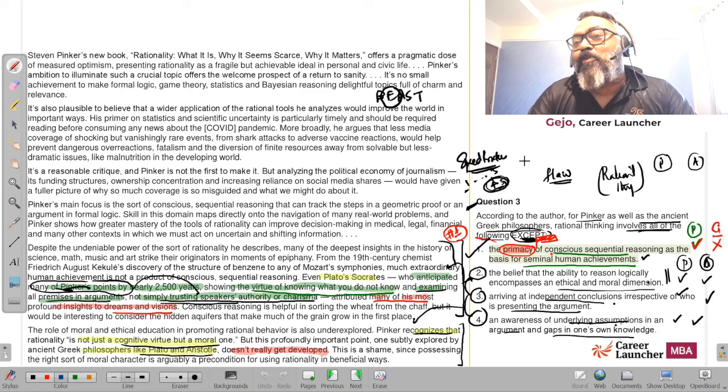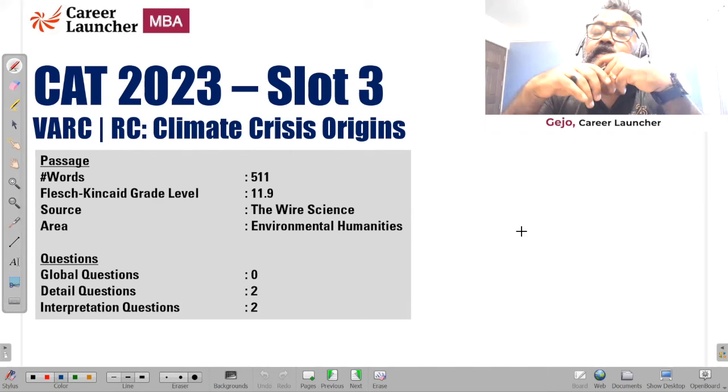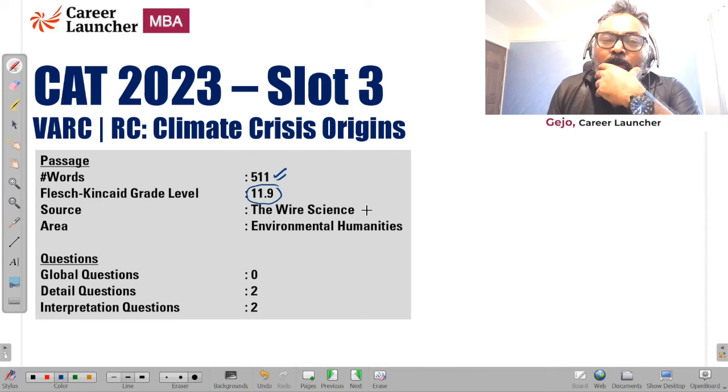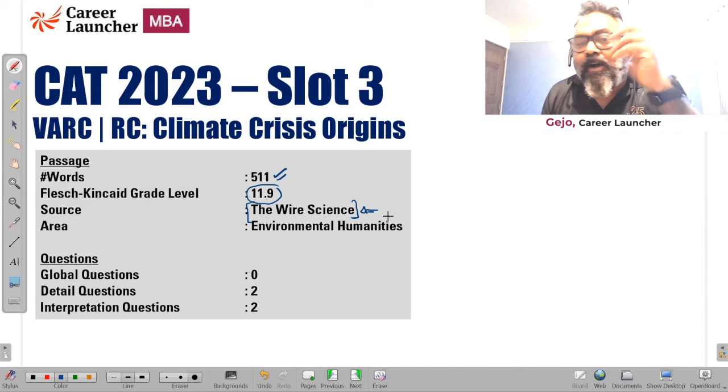CAT 2023, slot number 3, VRC, RC passage on climate crisis origins. This particular passage is about 11 words, not that dense, 11.9, so manageable. There are multiple sources where I found this particular article to be taken from. I think this is one of the sources.